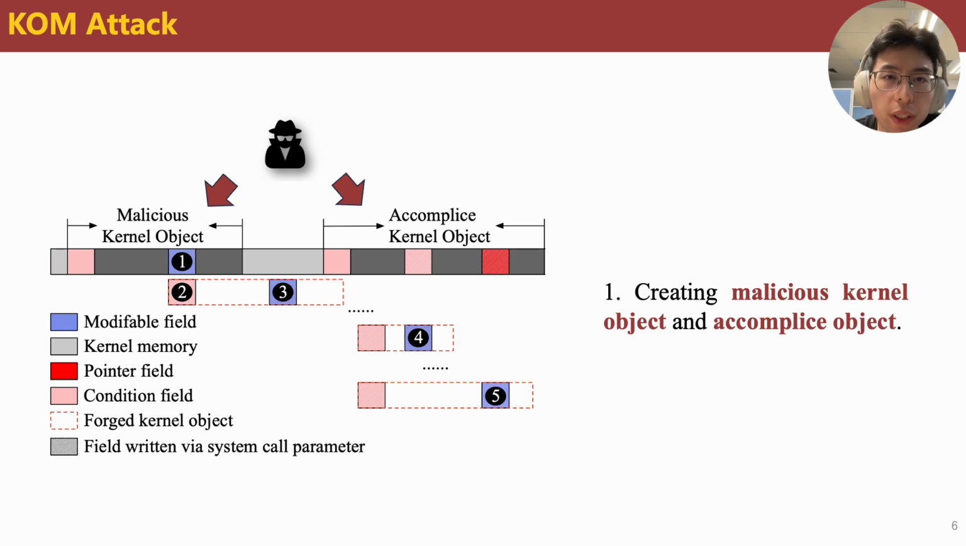We begin by creating or identifying the malicious and compromised kernel objects. These objects are either existing kernel objects or newly created through system calls. The malicious kernel object must have at least one modifiable field, while the compromised kernel object must contain a pointer that can be dereferenced.